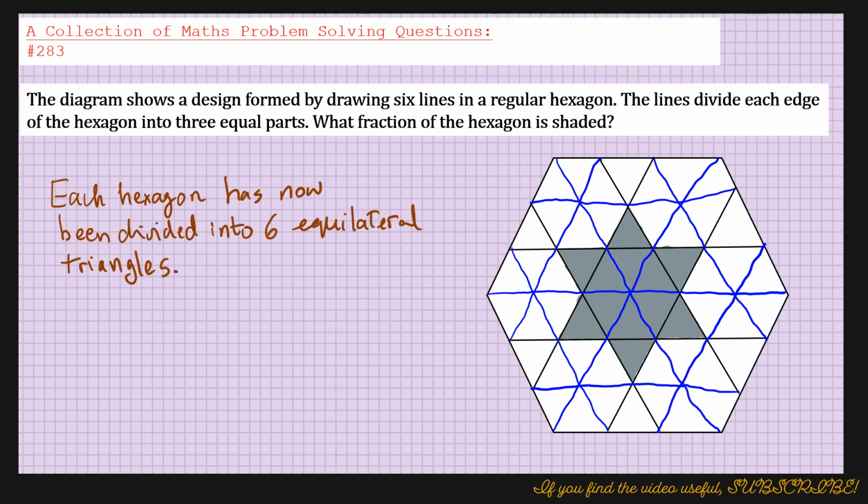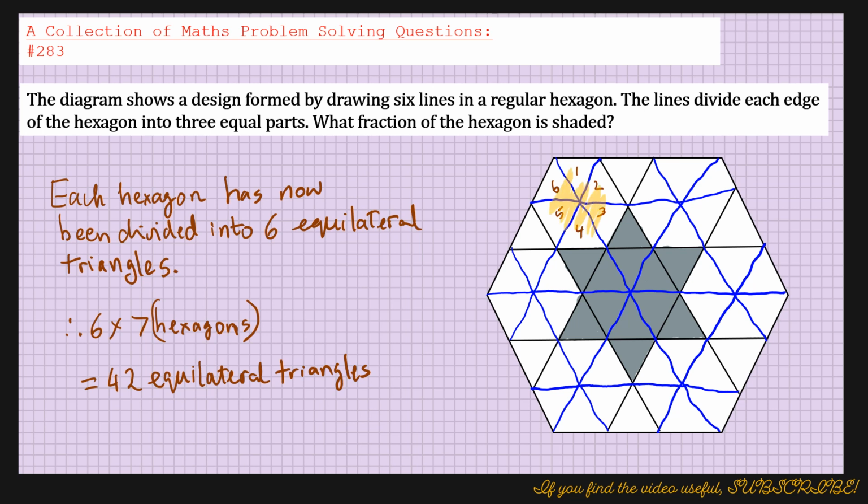So how many triangles? Each hexagon has now been divided into 6 equilateral triangles. So now there are 6 triangles, as you can see, and they're all equal. The next is, there are 7 hexagons. So the 7 hexagons are here. If I highlight, this is one hexagon. This is hexagon number 2, the second one. This is the third one. 4, 5, 6, and 7. So these are the 7 hexagons.